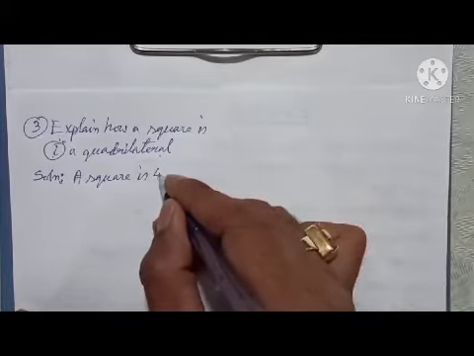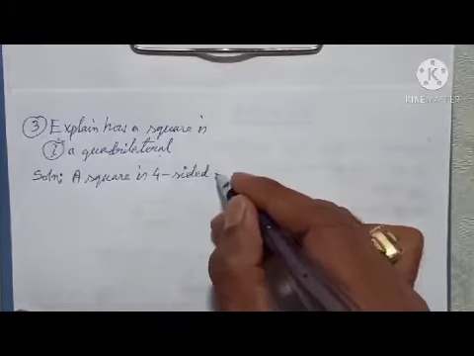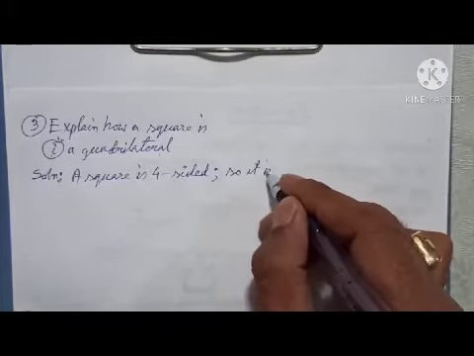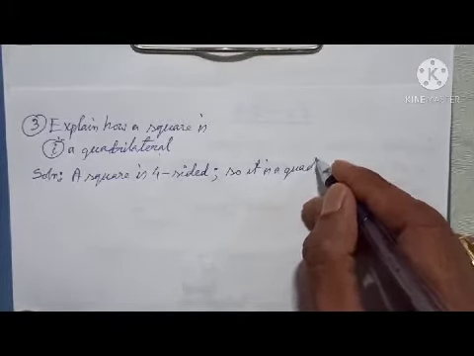A square is four-sided. Hypothesis: square has four sides. So it is a quadrilateral.